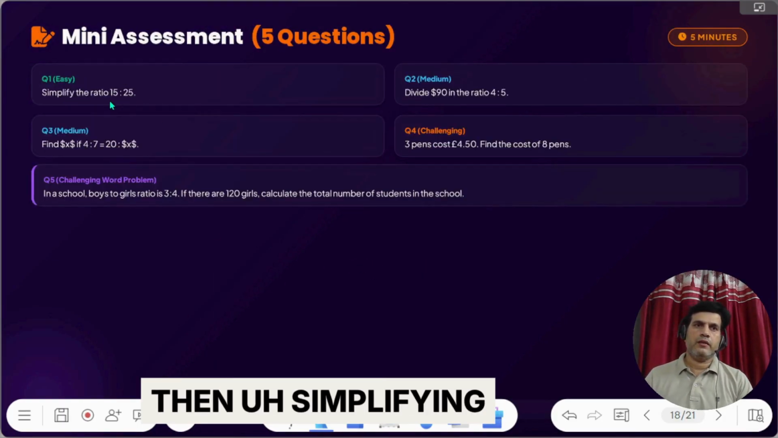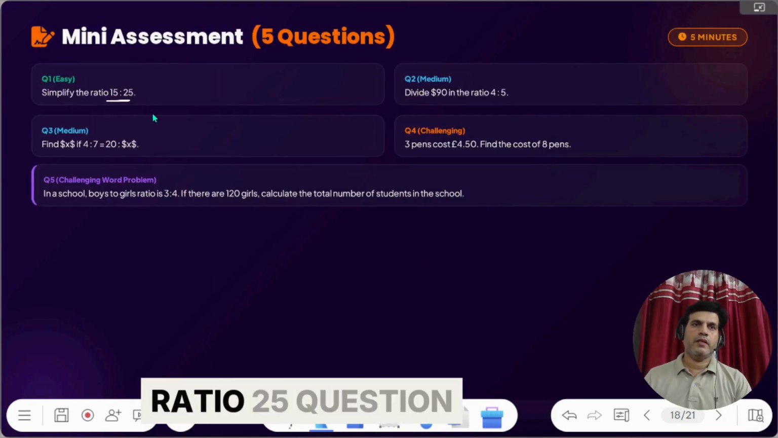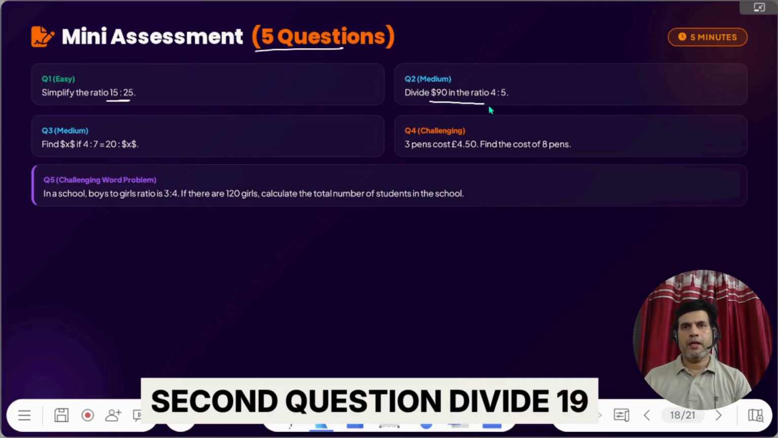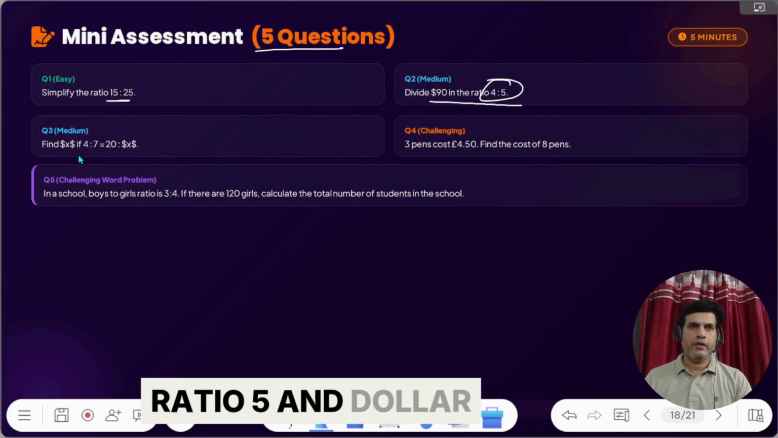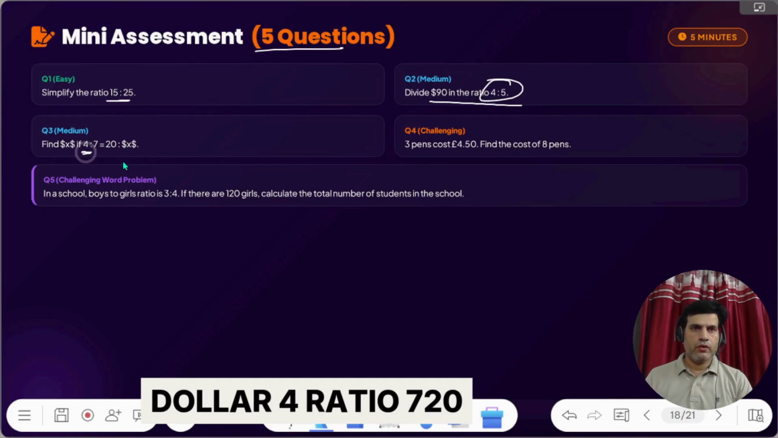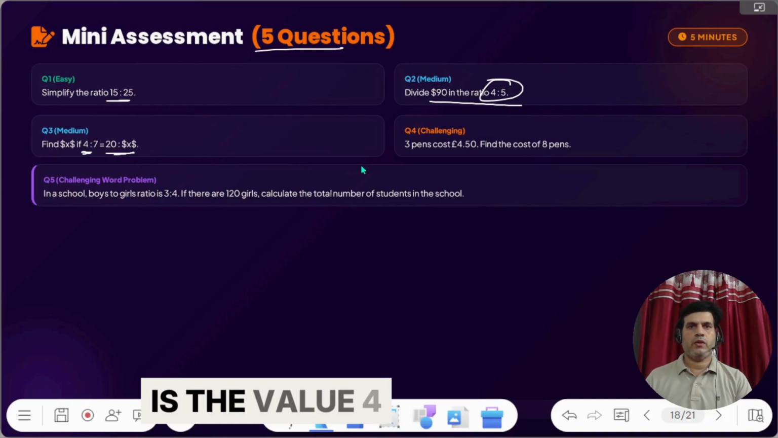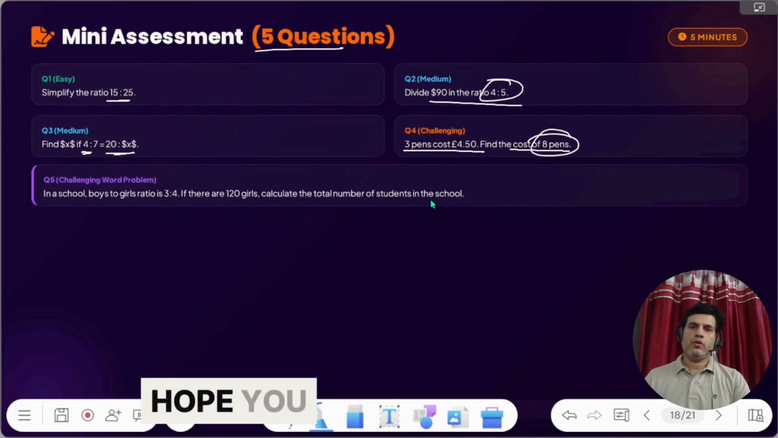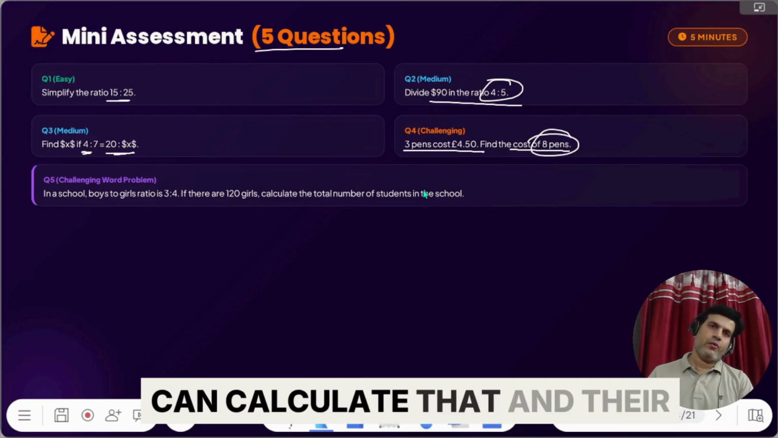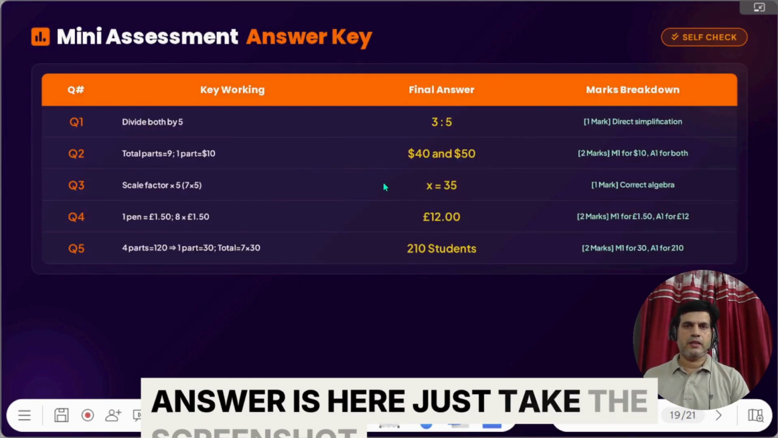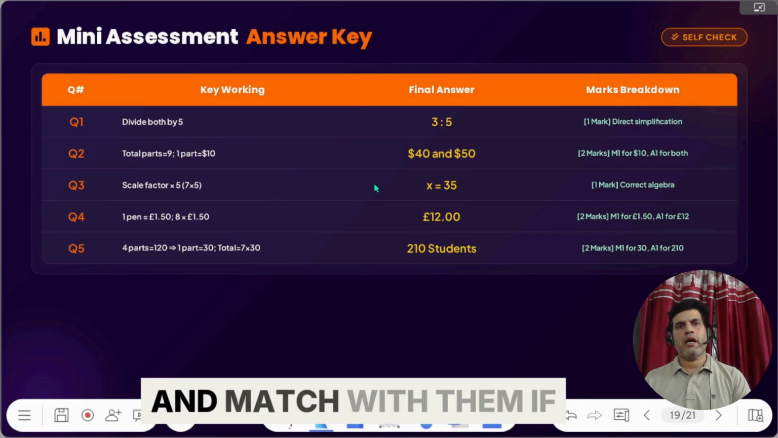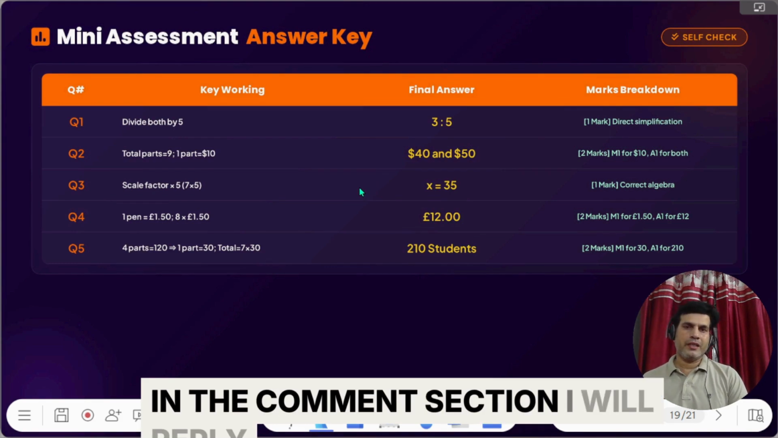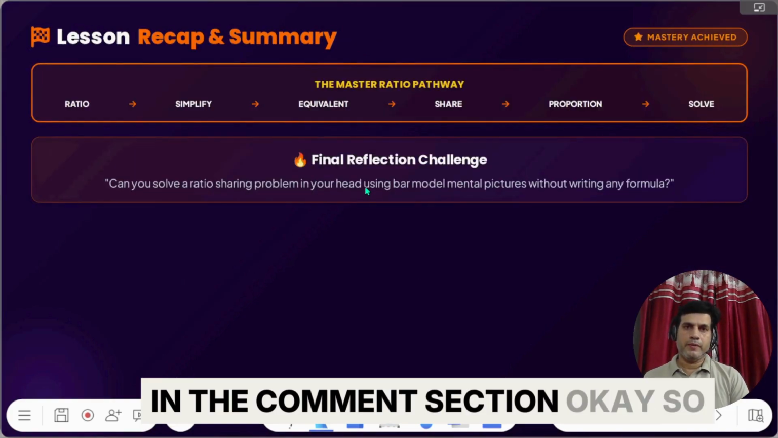And then simplifying the ratio, 15:20. 5 questions for the practice mini assessment. Second question, divide 90 in the ratio 4:5. And 4:7 equals 20:x, what is the value? 4 pens cost this much, find the cost of 8 pens. So hope you can calculate that, and the answer is here. Just take a screenshot of the question and answer and match with them. If you have any doubt, you can ask in the comment section. I will reply in the comment section, okay.